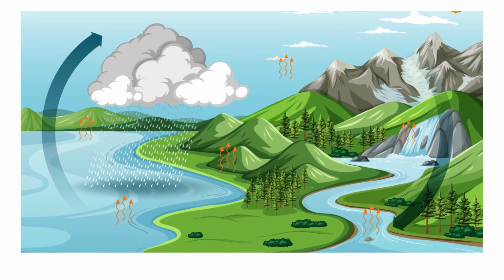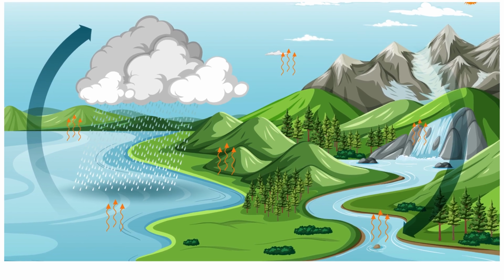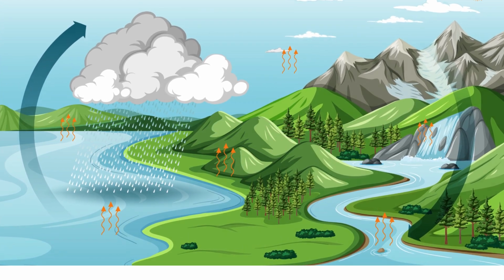And that's how the water cycle works. It keeps going round and round, helping plants grow and giving us the water we need.